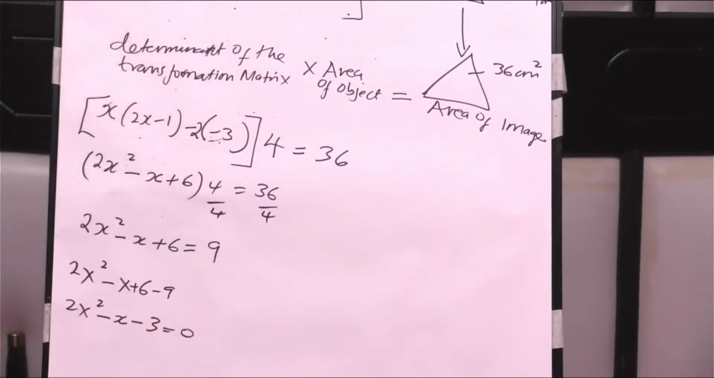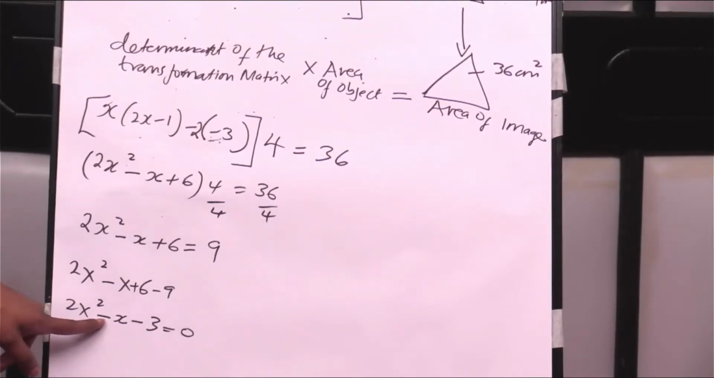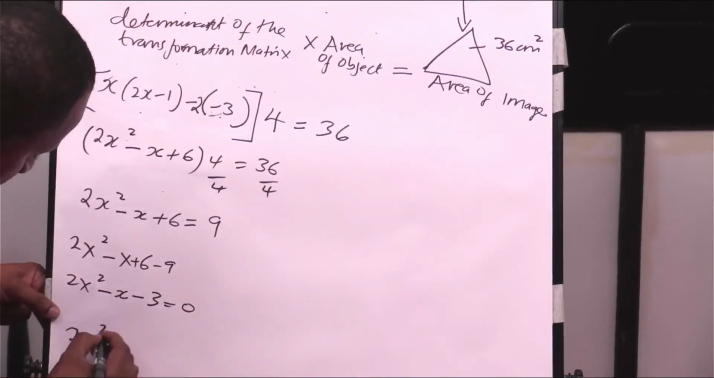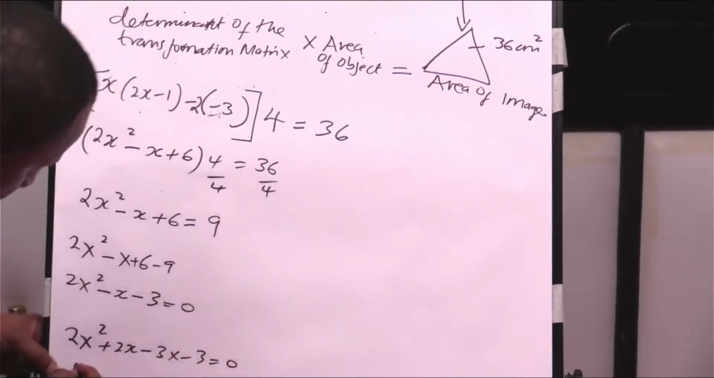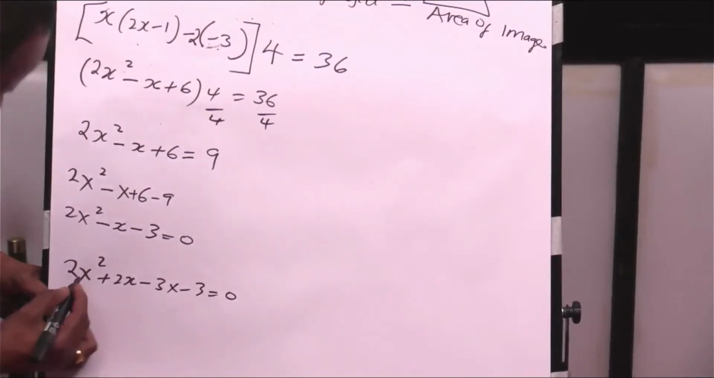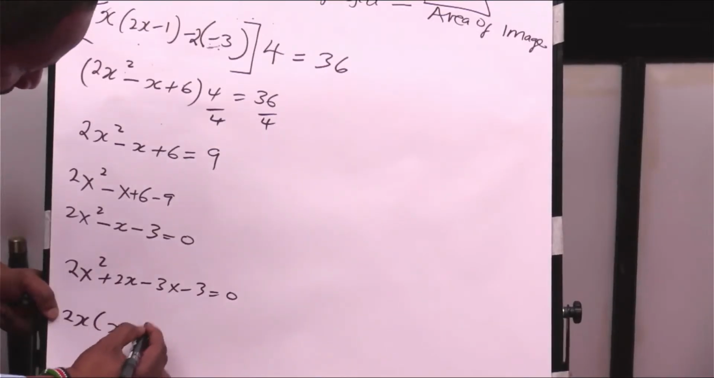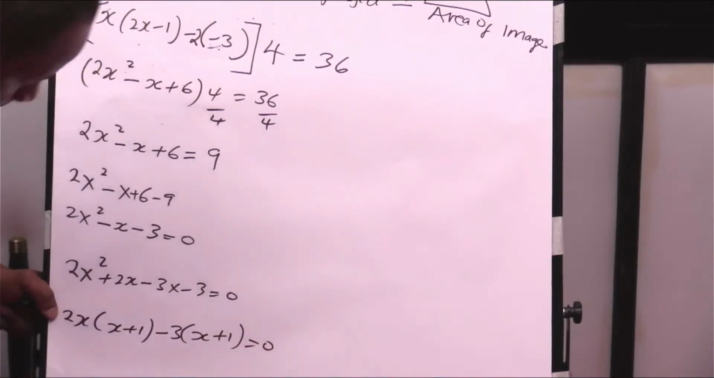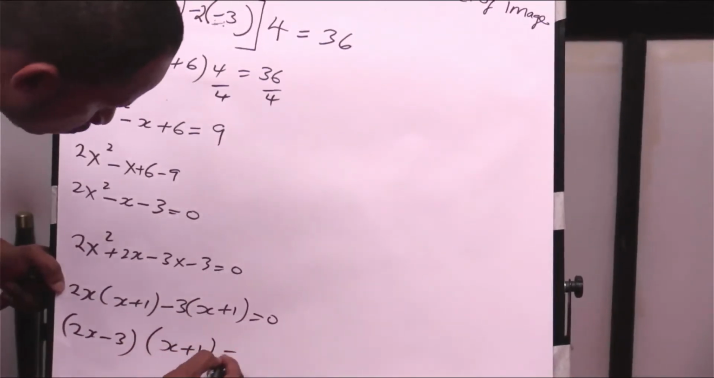Again, a quadratic equation. Solve it. Get two numbers which, if you multiply them, give you minus 6, and if you add them, give you minus 1. The factors of 6 are 2 and 3. So here we get 2x squared plus 2x minus 3x minus 3 equals 0. Collect 2x squared and plus 2x; the common factor is 2x into x plus 1, minus 3 into x plus 1 equals 0. So 2x minus 3 into x plus 1 equals 0.